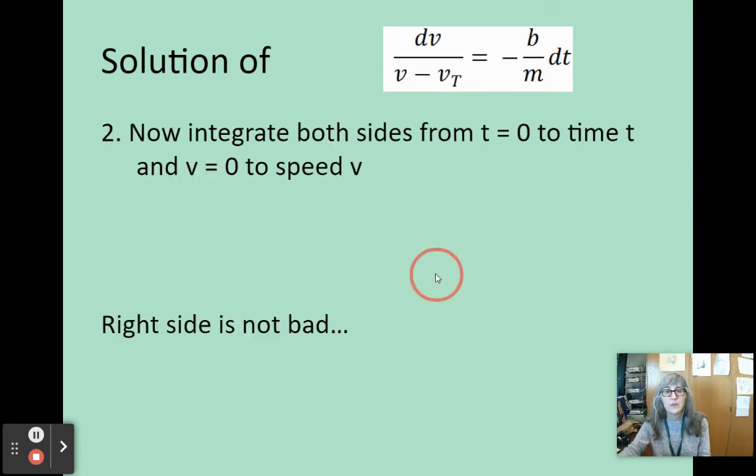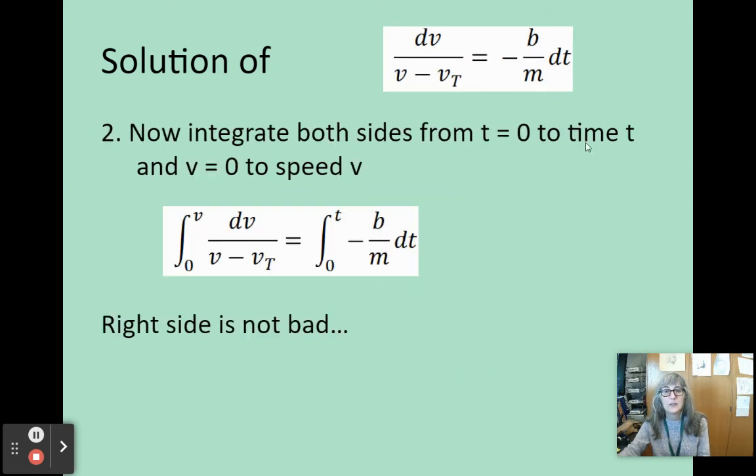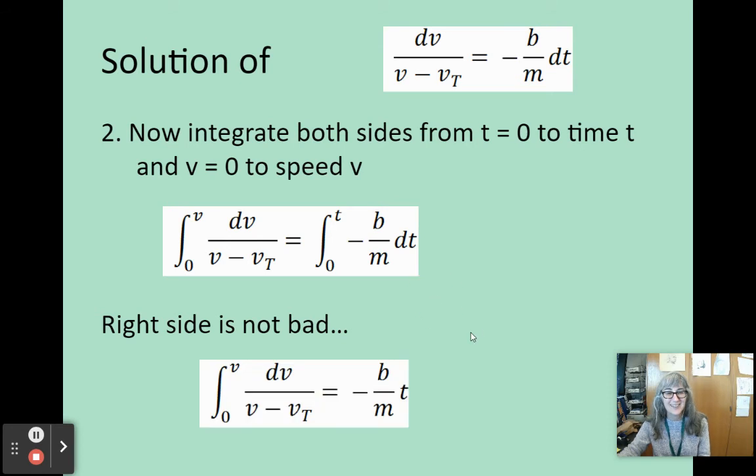Okay, so now you integrate both sides, from t equals 0 to time t, and v equals 0 to speed v. So on this side, we're going from 0 to v. On this side, we're going from 0 to t. The right side is really not bad, because this is a constant, so the integral of dt is just t. So that's nice.